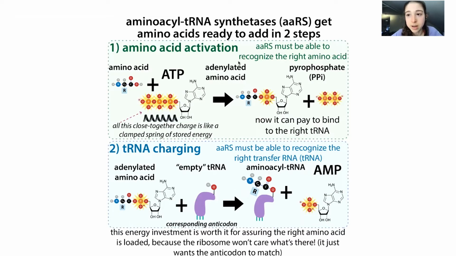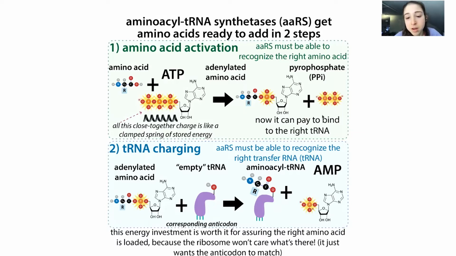And to recognize the right amino acid, it has pockets in it. So it's a big protein enzyme, and it has sites in it that can recognize the shape of the amino acid. But because some of them are really similar in shape, we need further confirmation that we have the right one. So this is actually going to be helped out by the tRNA binding. We're going to have another proofreading step. In addition to recognizing the right tRNA, binding to the right tRNA is actually going to help make sure that you have the right amino acid.